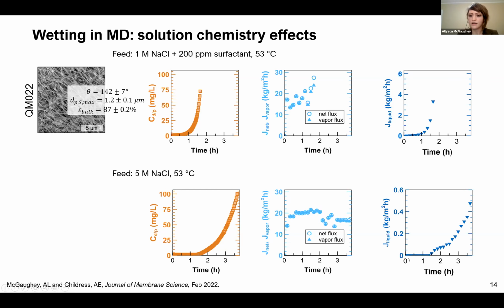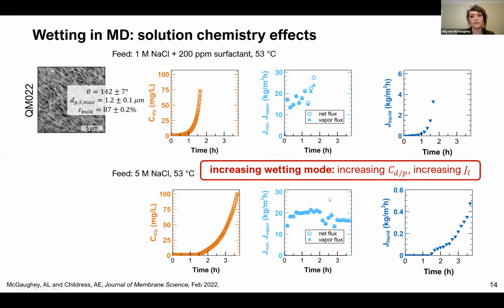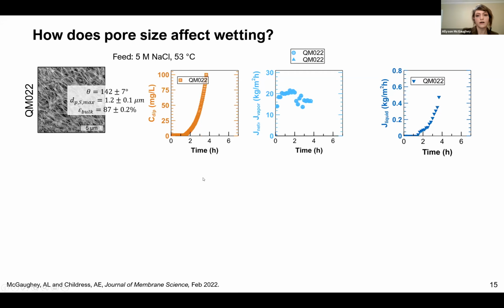But again, if we look at liquid flux, we see that once wetting occurs, it increases over time. So for that reason, we're calling this increasing wetting mode, characterized by increasing CDP and increasing liquid flux. And notably, this will eventually require intervention as CDP will exceed our product water quality requirements at some point. So we also were interested in how membrane properties affect wetting.